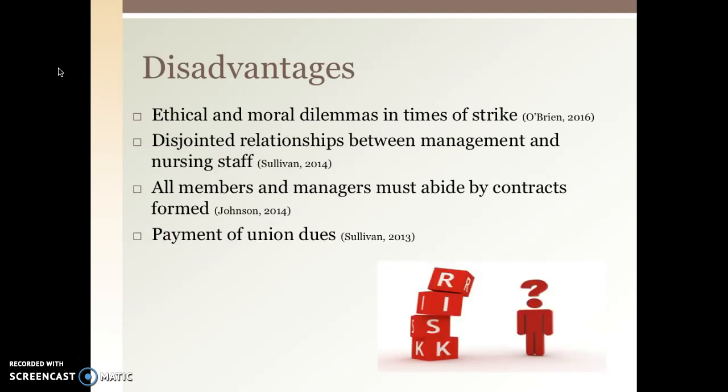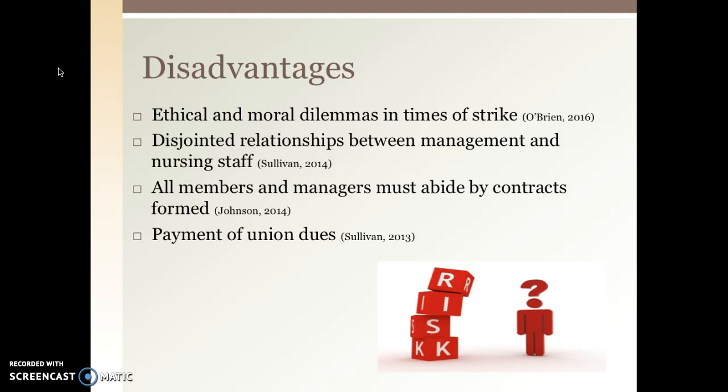With advantages always comes disadvantages. When a union is in place and collective bargaining occurs, there's always opportunity to strike if management is not in agreement with nursing negotiations. When a strike occurs, patients are not being taken care of, and alternative ways for patients to be taken care of need to be enforced. But this can cause some moral and ethical dilemmas for the nurses involved that aren't able to take care of the patients during a strike. And also when there's disagreements and the feeling of one party versus the other, this can cause nurse members and management to have a disjointed relationship.